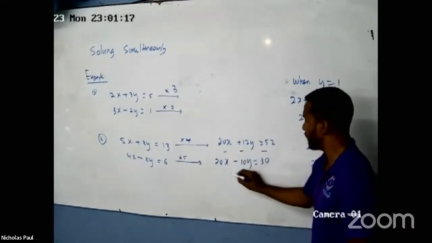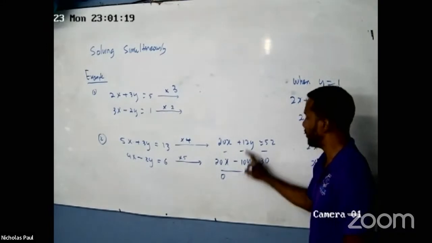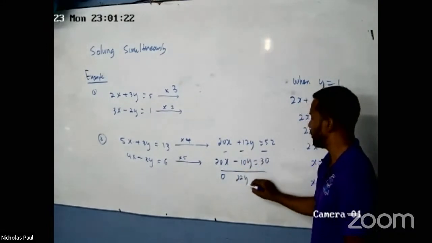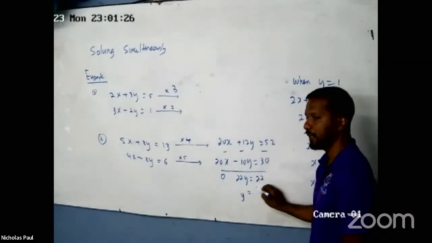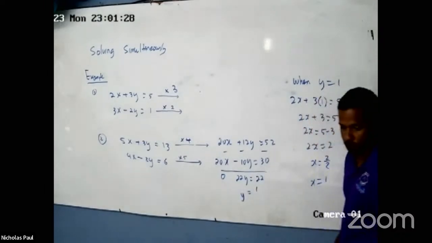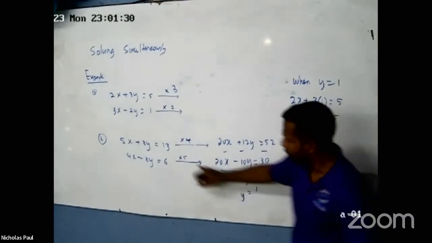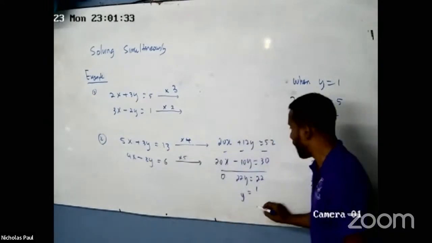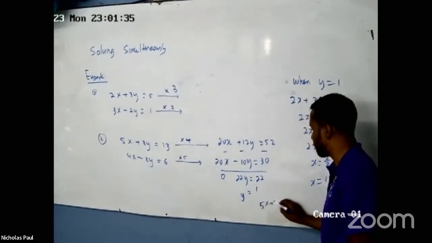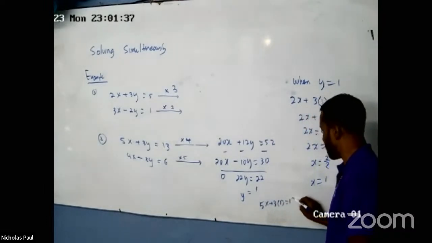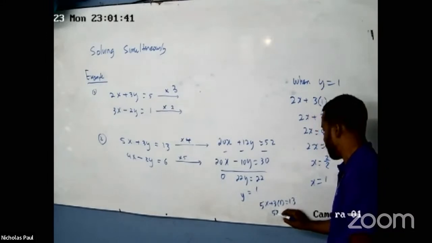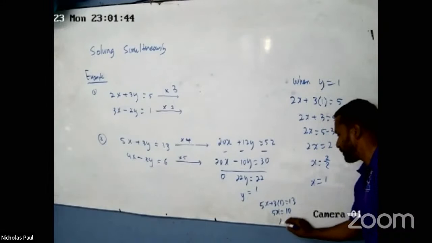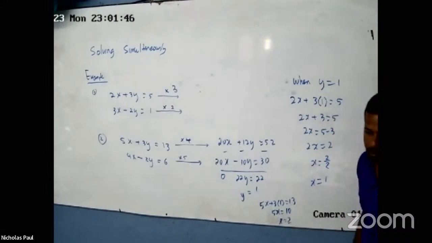Subtract. This will give you 0. This will give you 22. This will also give you 22. And you divide, you'll get y is 1. Okay, when you get y is 1, put it in here. And you will get 5x plus 3 by 1 is 13. 5x is equal to 10, x is 2. Right, so your answers are 2 and 1.